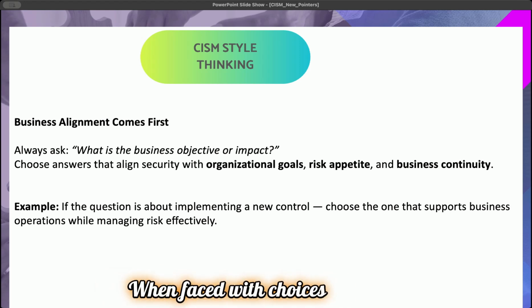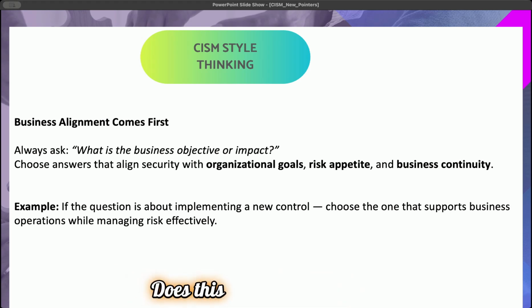When faced with choices like a technical upgrade, vendor selection, or a compliance fix, frame the options around their business impact. Does this reduce risk to a revenue generating system? Will this improve audit performance? Is the solution cost effective for the actual risk?